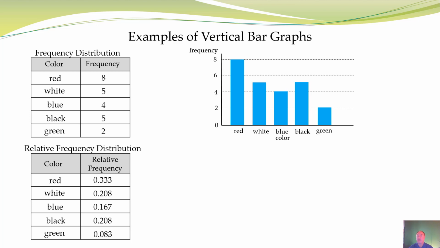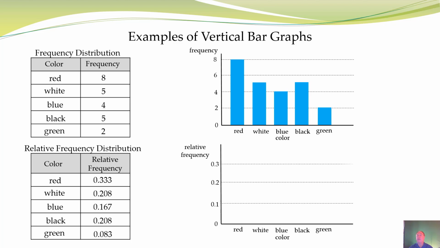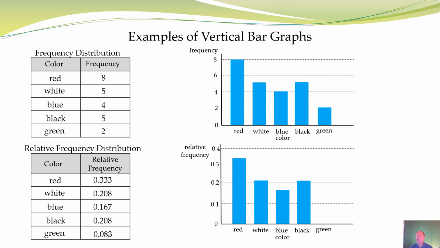Now, same thing for relative frequency. You would draw your axis, label your horizontal, label your vertical axis, but this time the vertical axis would be labeled in terms of relative frequency. Now we draw our first bar for red would be 0.333, so it's a little above 0.3. White's 0.208, a little above 0.2. Blue, 0.167, about 2/3 of the way between 0.1 and 0.2. Black, a little above 0.2. Green, a little below 0.1.